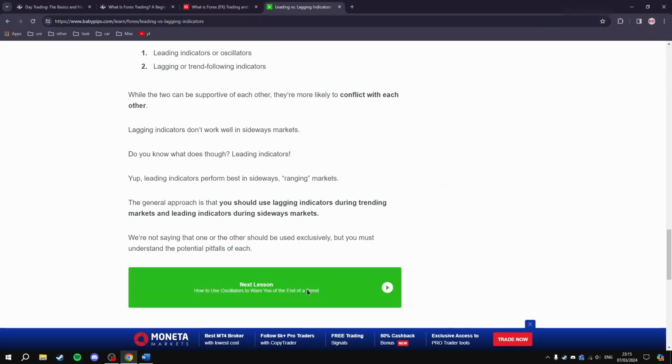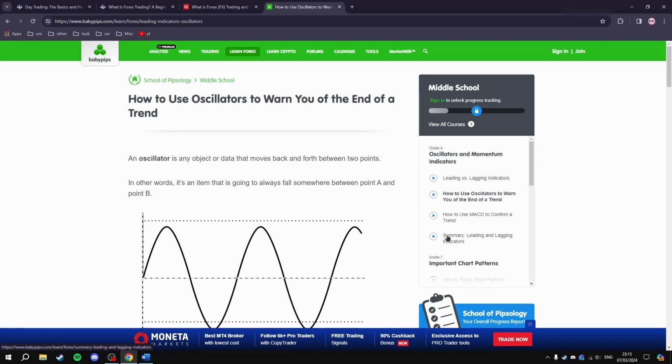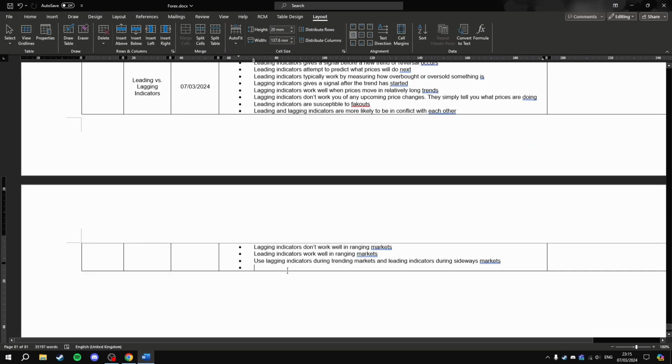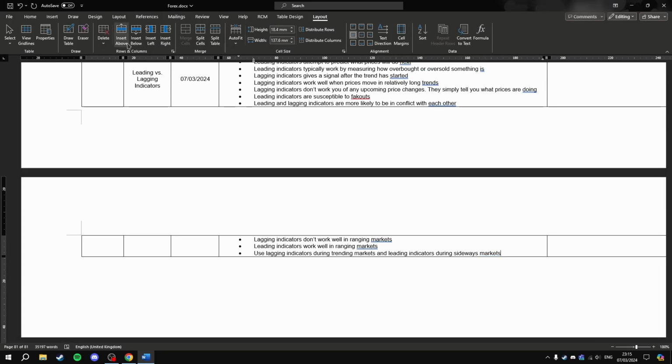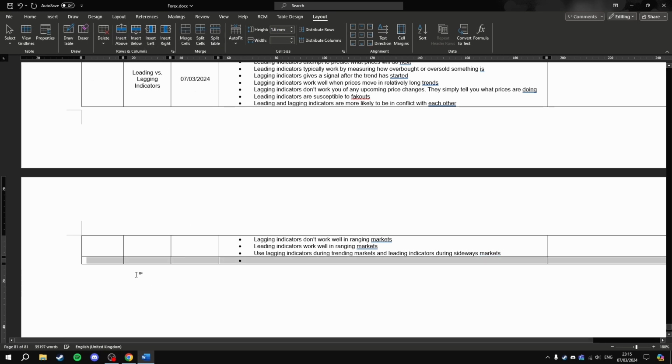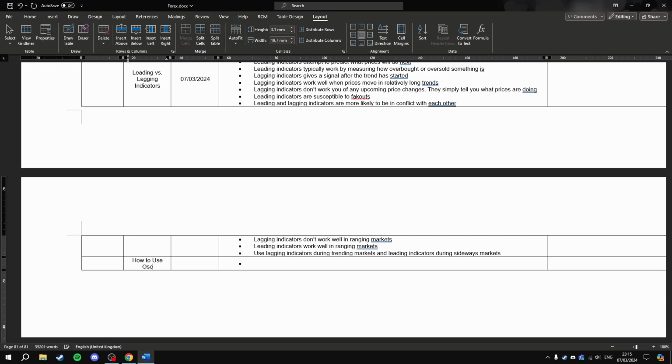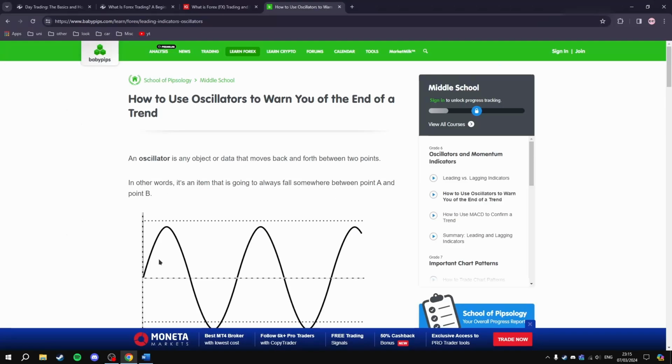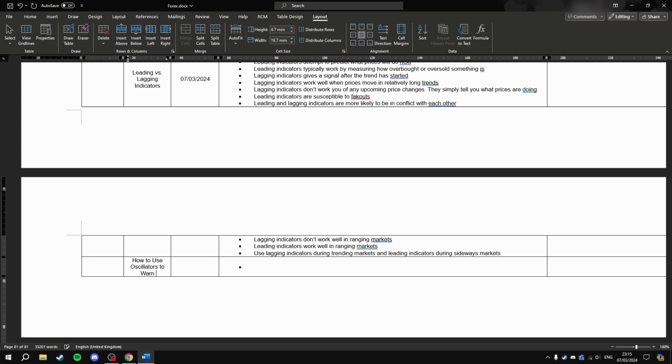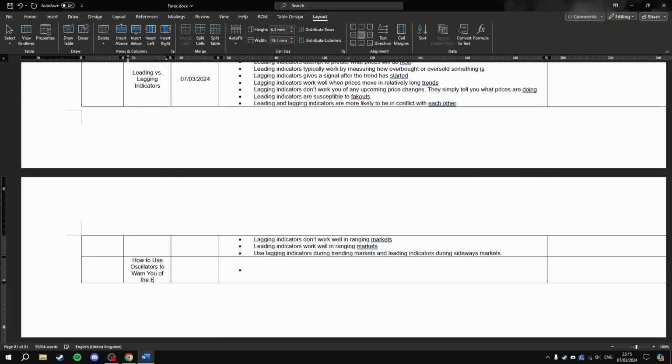We're not saying that one or the other should be used exclusively, but you must understand the potential pitfalls of each. Right. How to use oscillators to warn you of the end of a trend.